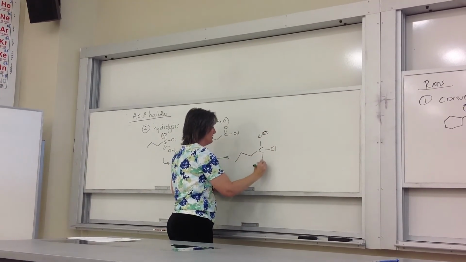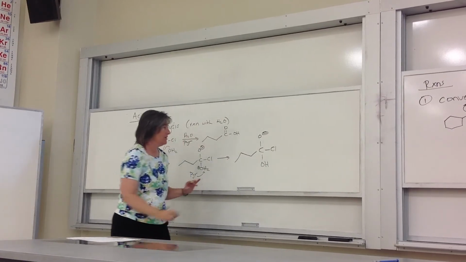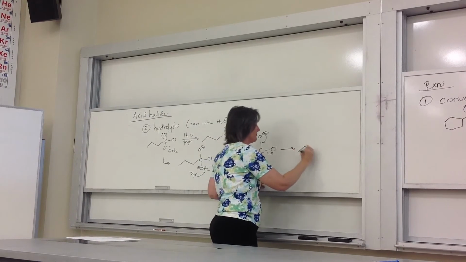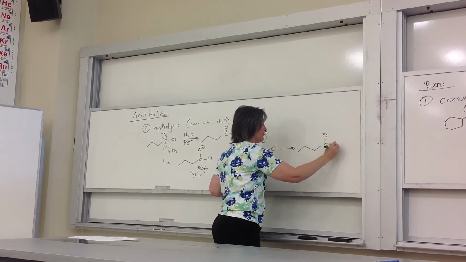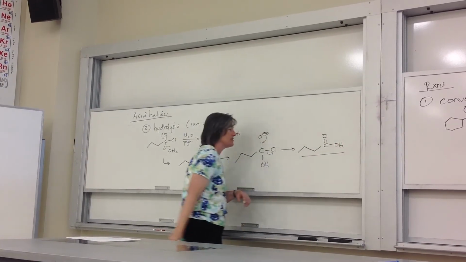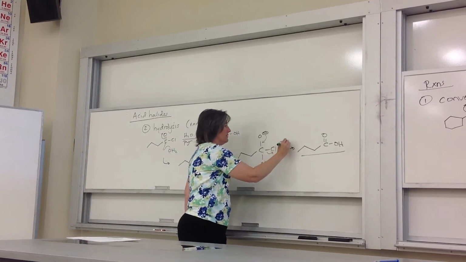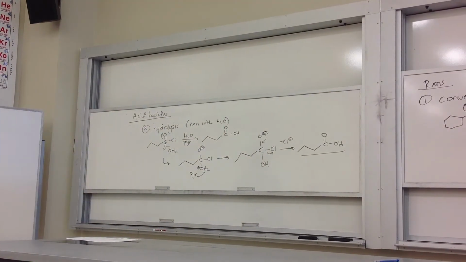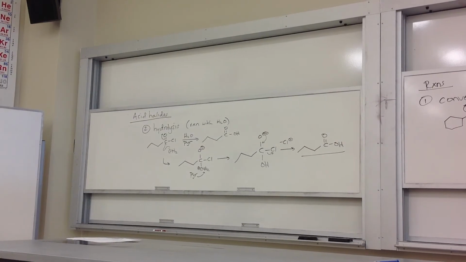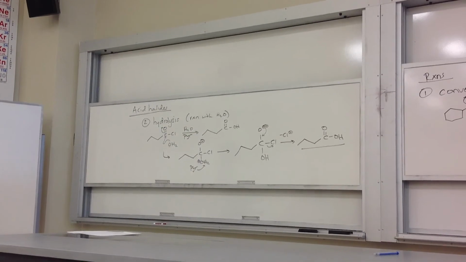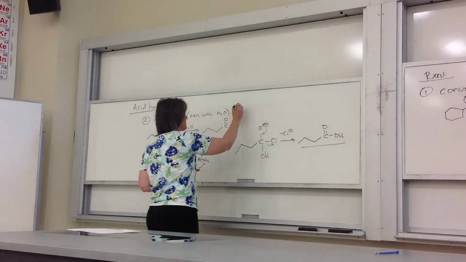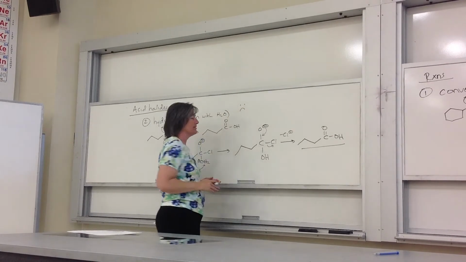Minus Cl, OH. Electrons come down, kick out chlorine, and we have created a carboxylic acid. This works really, really well. It's also a reaction you would never do. Okay, this reaction, if it happens, it is, in general, a sad thing.